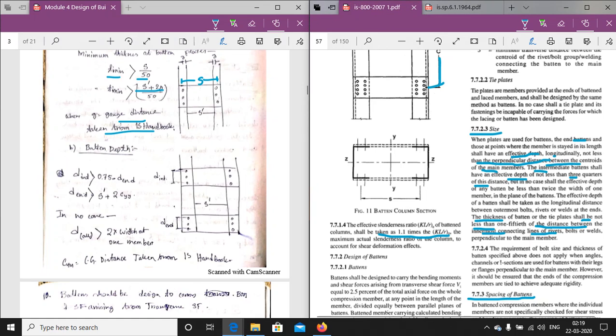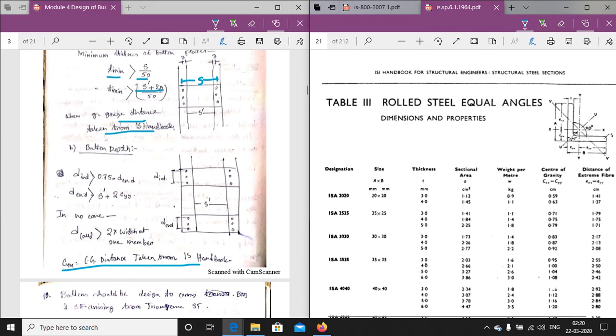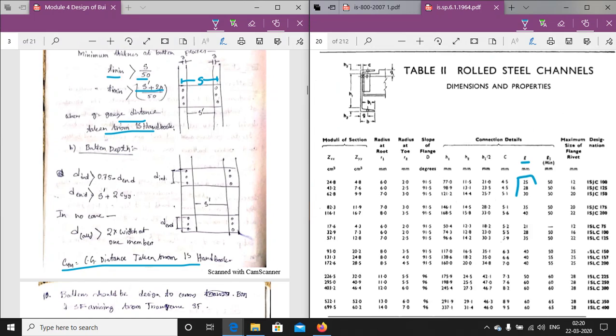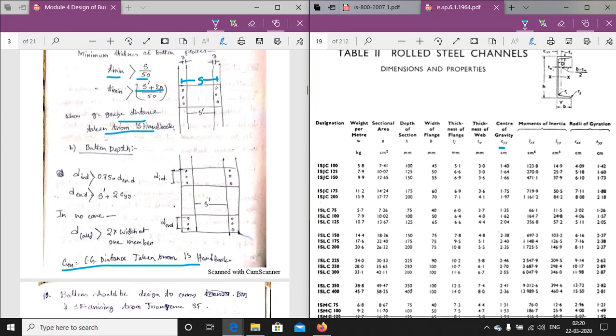So the end batten shall have an effective depth not less than the perpendicular distance between the centroid of the main members. The centroid of the main members means the CG of the main members, that is the Cyy. The Cyy values can be taken from the IS SP 6. If you see in the SP 6, this is the value of the Cyy that we can take from here. So Cyy, the center of gravity value, is given here.